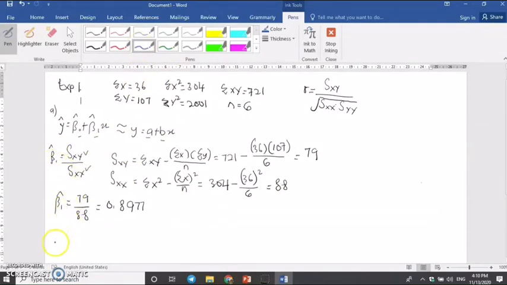So in order to find beta naught, the formula is y bar minus beta 1 hat times x bar. Okay, this is the simplest formula. So y bar means it is the average of y. So just pick this 107 divided by 6 to get the average, minus our beta 1 hat, which is 0.8977, times our x average, which is 36 divided by 6.